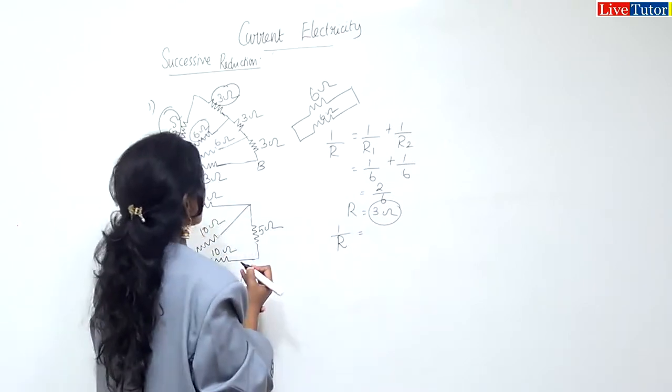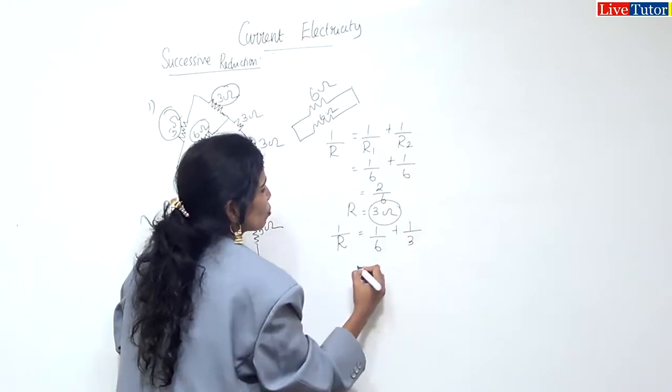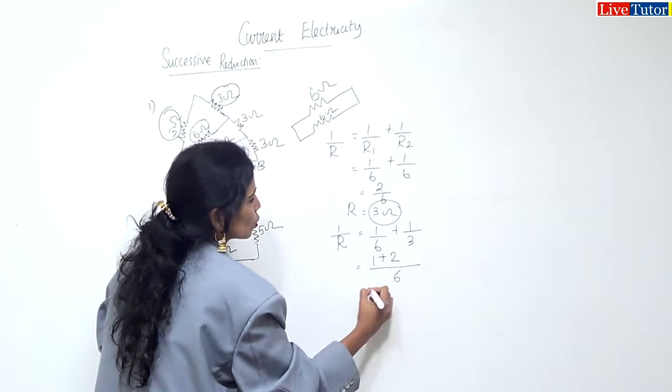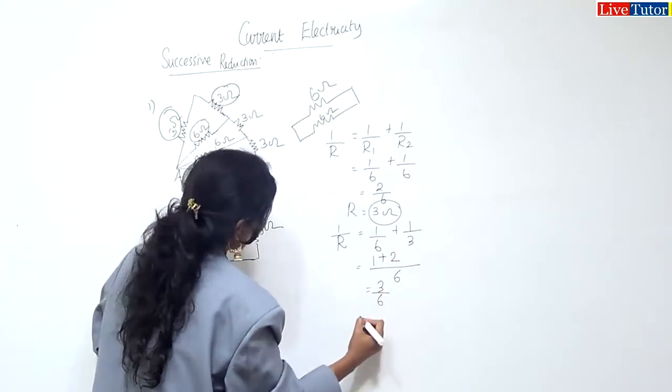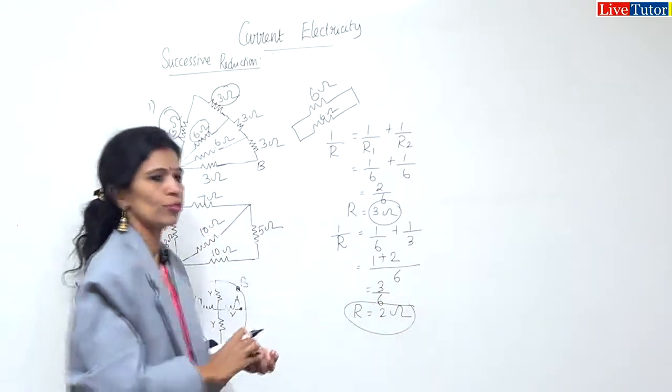1 by R is equal to 1 by 6 plus 1 by 3. So when you take LCM, 6, 1 plus 2. So this is equal to 3 by 6. So R is equal to 2 ohm is the solution of this problem.